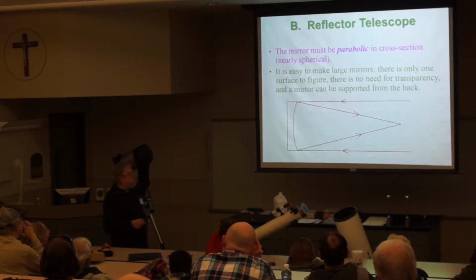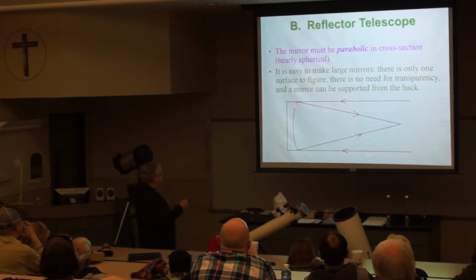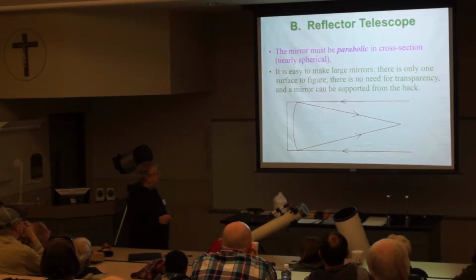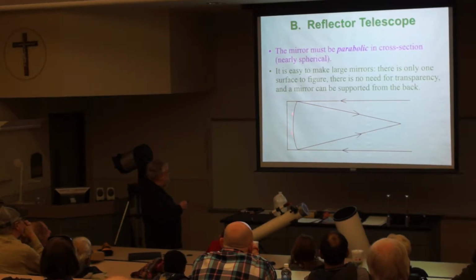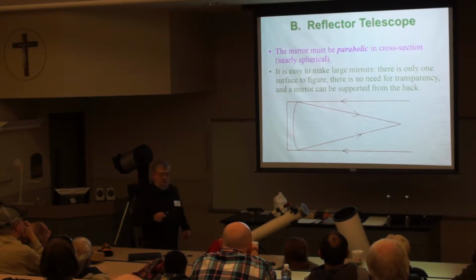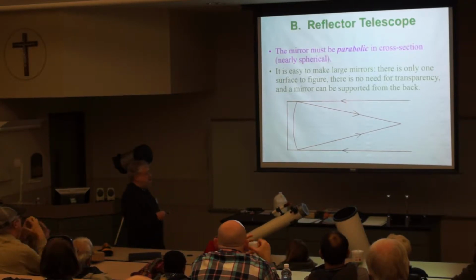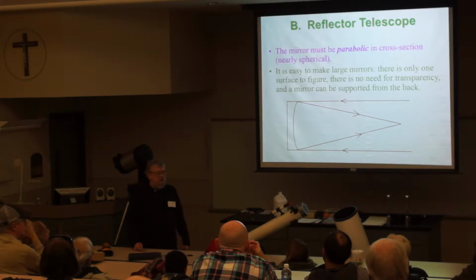It's pretty easy to make large mirrors. For one thing, you've only got one surface to figure instead of 4 or 6 as we would have in a refractor telescope. And it doesn't even have to be perfectly transparent. It can have bubbles in it. It can be a honeycomb shape to make it lighter. Some of them were even made out of a ceramic material that wasn't even transparent. And also you can support it from the back so it doesn't sag because the light doesn't go through the mirror.